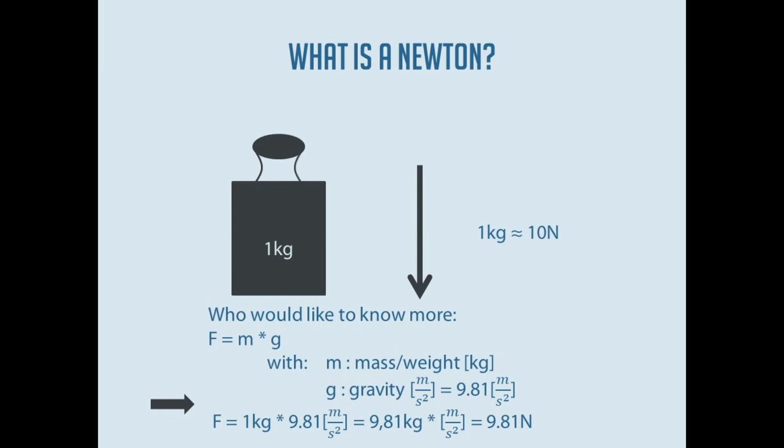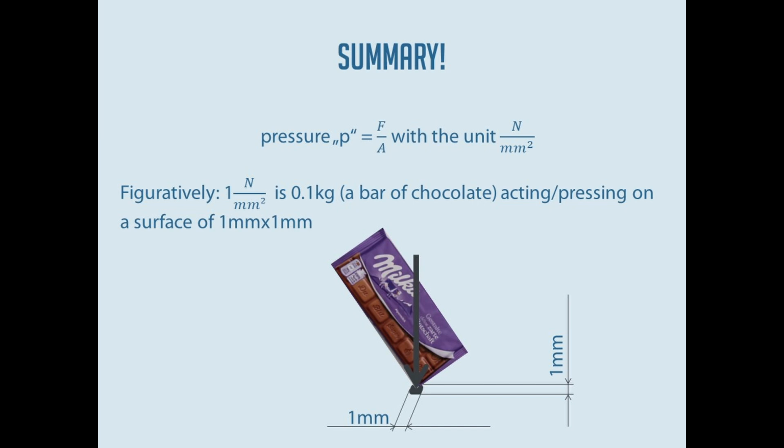Who would like to know the whole thing more exactly? The weight force is computed from the formula mass times acceleration due to gravity. Mass is the weight and the acceleration due to gravity is 9.81 meter per square second at a standard location on Earth. So we calculate 1 kilogram times 9.81 meter per square second, the units then result in a Newton. I do not go into more detail on that now, and we receive 9.81 Newton. That is, in a very good approximation, 10 Newton.